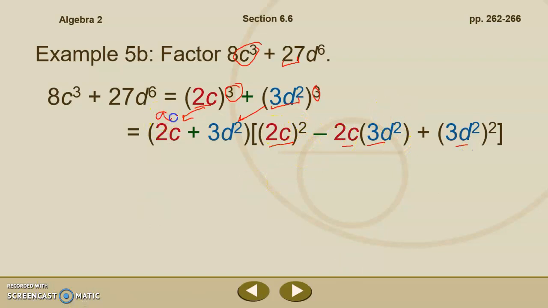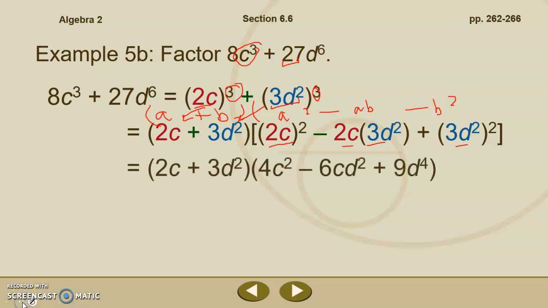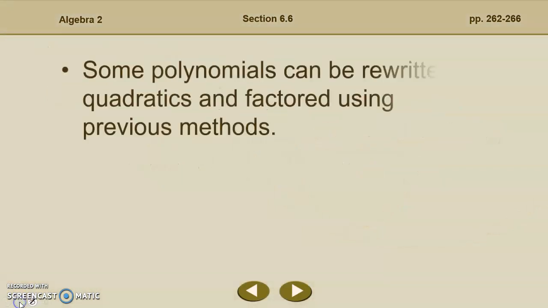I would even recommend that before you do that, you actually write a plus b, and then you substitute in using parentheses to make sure that you get everything in its proper place. We'll then simplify, and we get 2c plus 3d squared times 4c squared minus 6cd squared plus 9d to the fourth. Now, if you didn't recognize that sum of cubes or the difference of cubes in this factoring pattern, that would have been very difficult to factor.